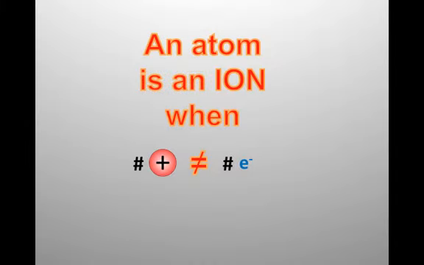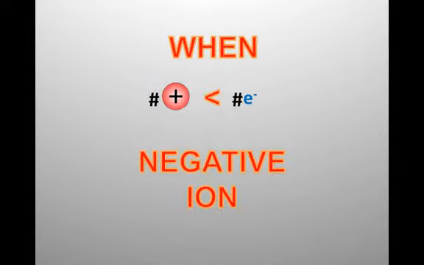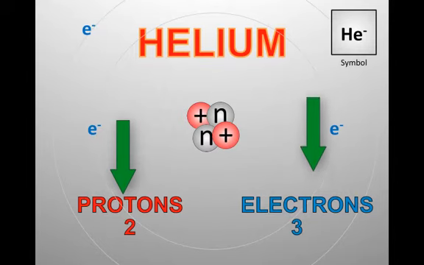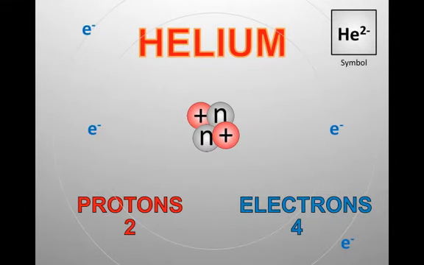An atom that does hold a net charge is called an ion and can either have a net positive or net negative charge. If an atom contains more electrons than protons, it is known as a negative ion or an anion. For example, helium- contains 2 protons and 3 electrons, and helium-2- contains 2 protons and 4 electrons.